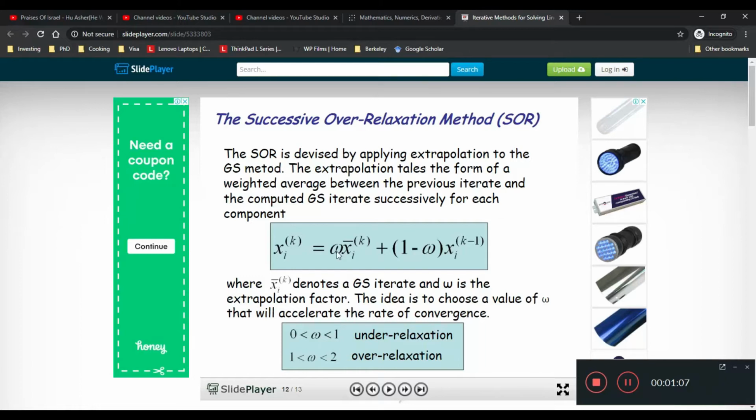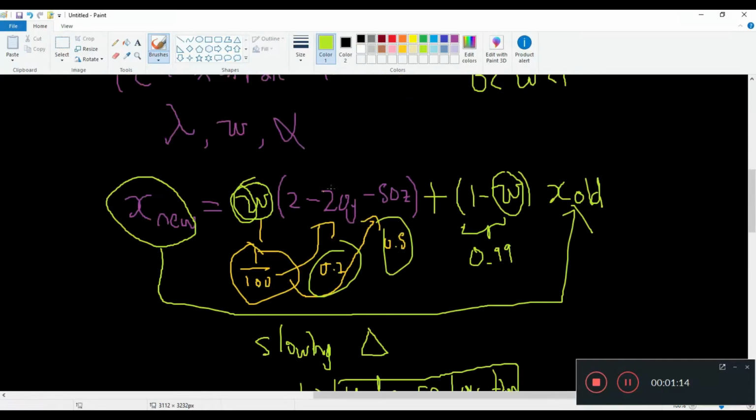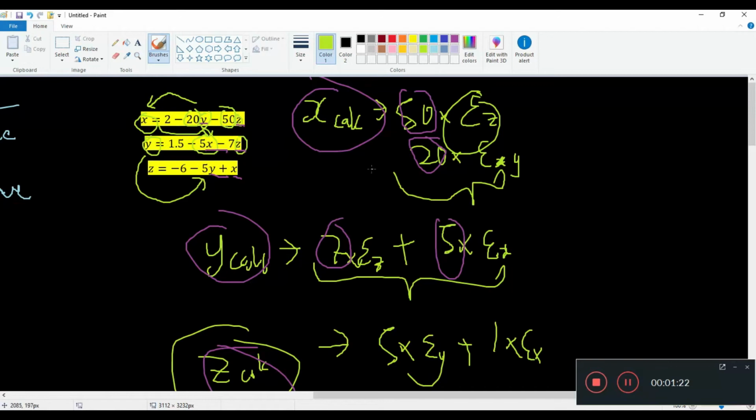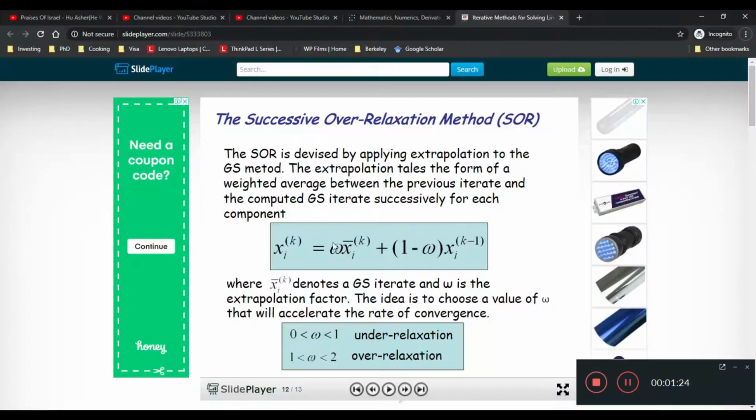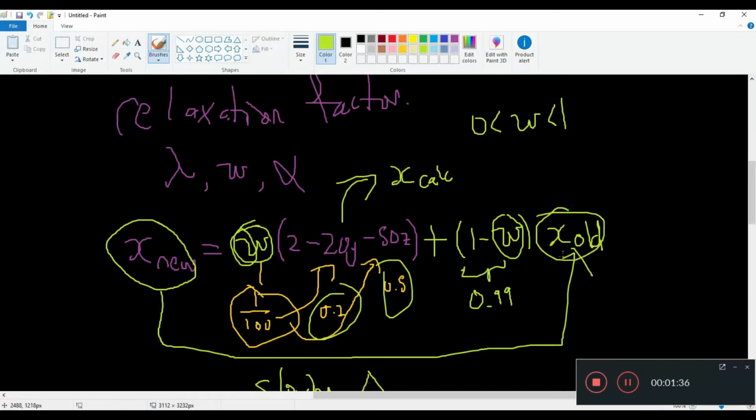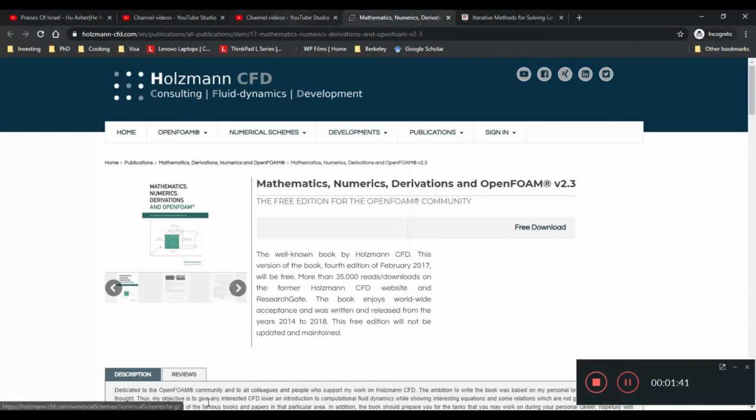So they use this omega over here, and this x bar ik is the calculated value, x calc, which we discussed before. Then you add 1 minus omega times x i k minus 1. This is, of course, x old, where k is the iteration number. So you have the x old over here. That's exactly what we get.